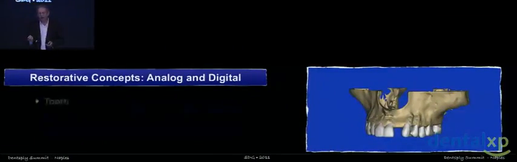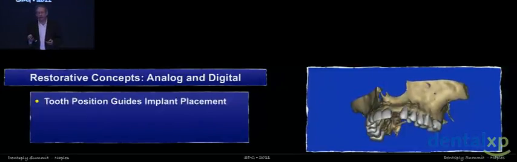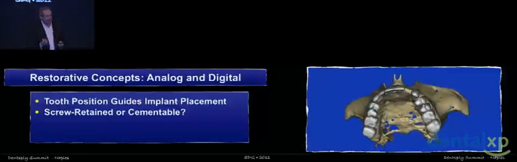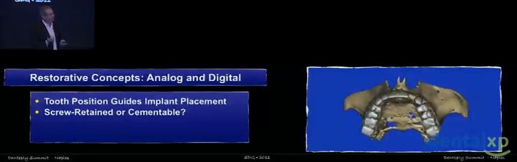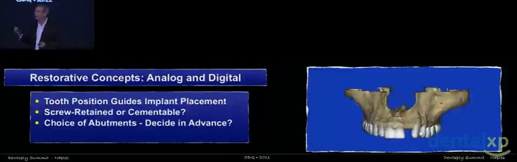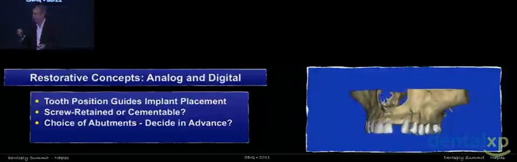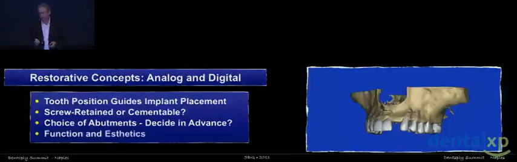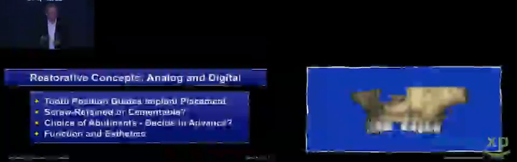So the restorative concepts, either analog or digital, is that the tooth position has to guide implant placement. We have to know in advance whether we're going to do screw-retained or cementable restorations. We should know that in advance. We also would like to know which abutment we're going to use, because then we also understand the cost factors in avoiding prosthetic gymnastics. And finally, the ultimate goal, of course, is function and aesthetics.